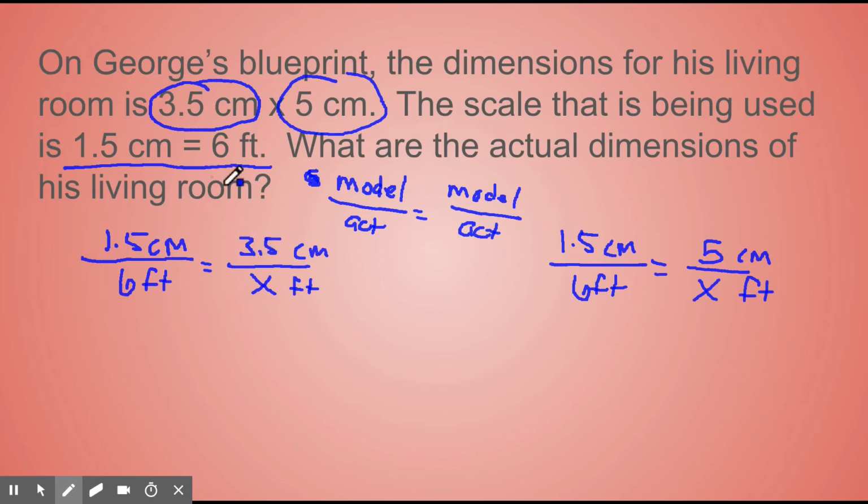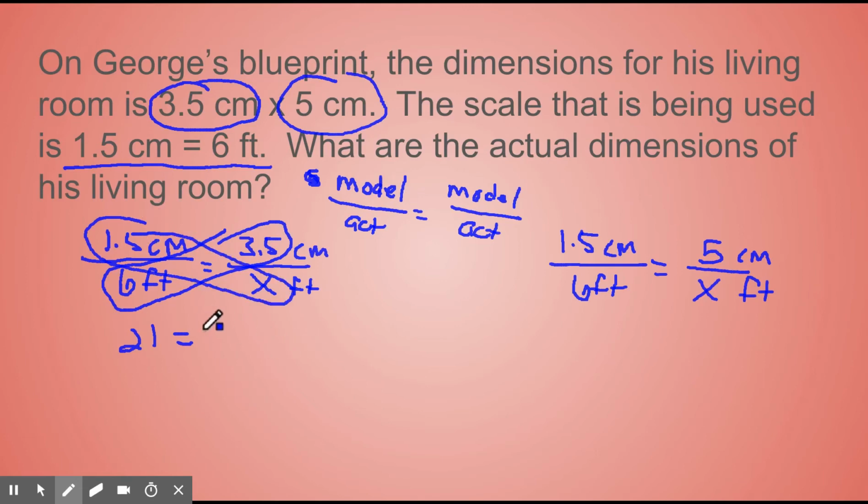Okay? Now, in this case, I'm going to solve this using the cross multiplying. So I'm going to do your 6 times the 3.5, which is 21. Then you're going to do your 1.5 times x, which is 1.5x. And to solve for x, this is a one-step equation, right? You have to get x by itself. The opposite of multiplying is you're going to divide both sides by 1.5. So x is equal to 14 feet. So that's the dimension of the first living room.